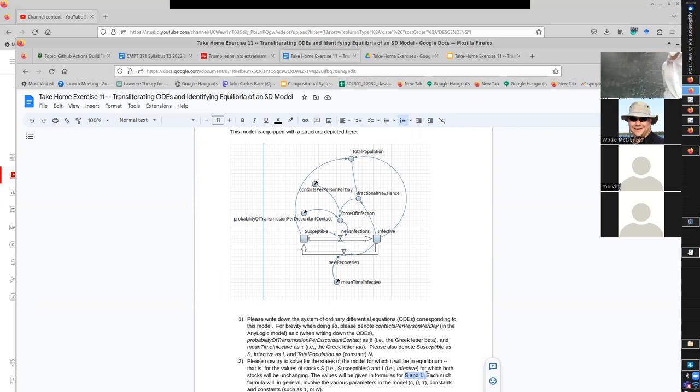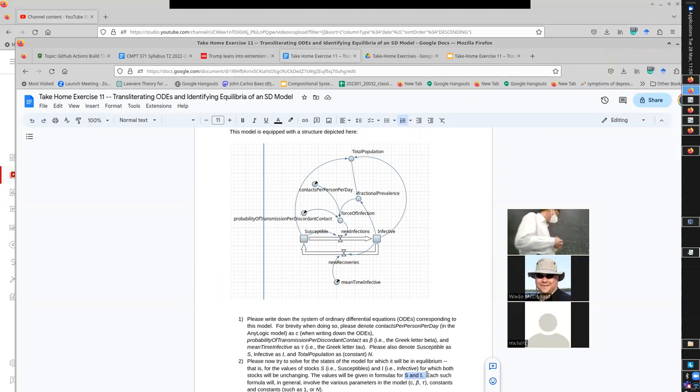What do we need to do to find the points where the system will be in balance? What are the conditions under which it will be in balance?